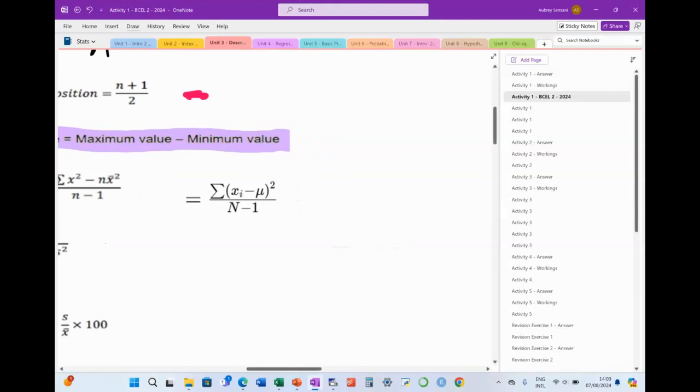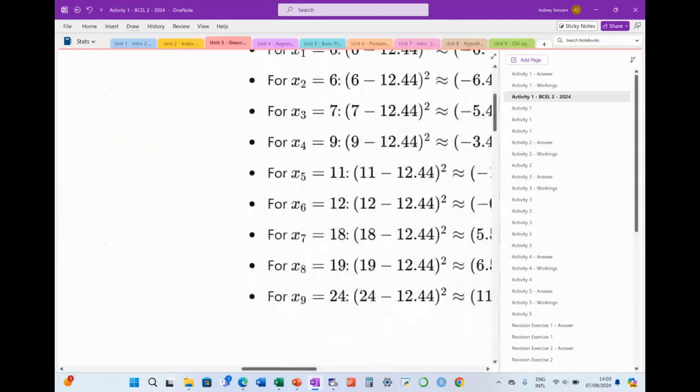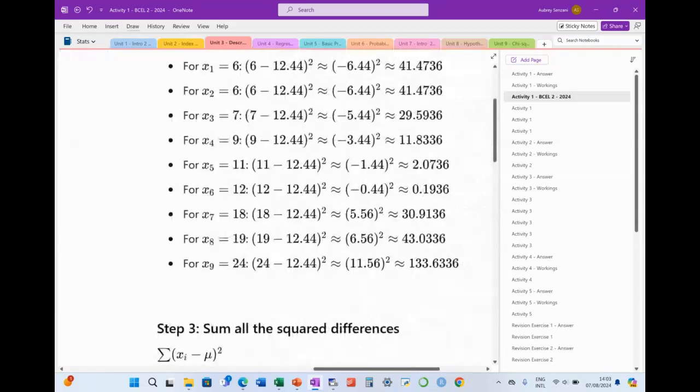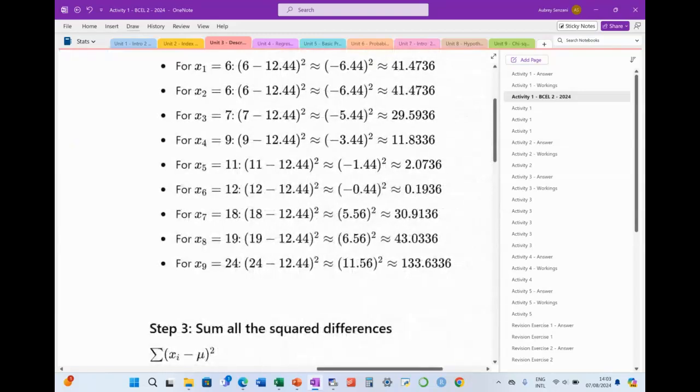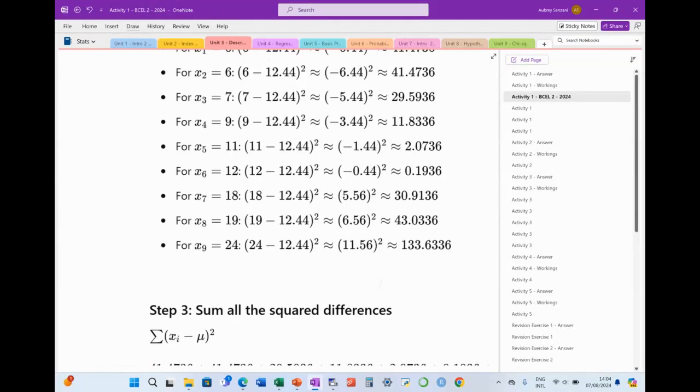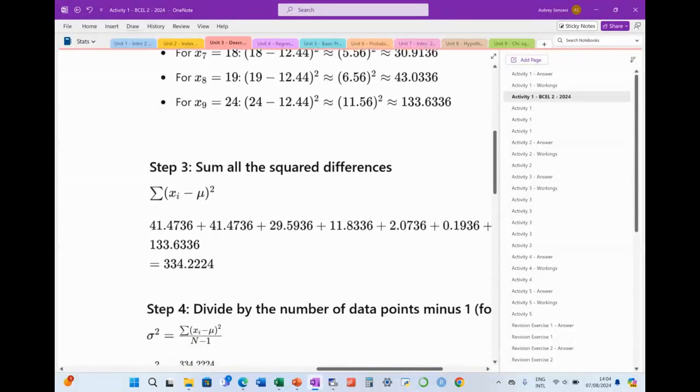In the interest of saving us time, I just want to show what I'm basically saying. Can you see there? We had 2 6s. There you can see 6 minus our average, which was 12.44, squared. What did we get? You get 6.44. Then you square that, and you get 41.4736. You do that for each of them. After doing that, you then have to sum all of those squared differences, which is what you do here.